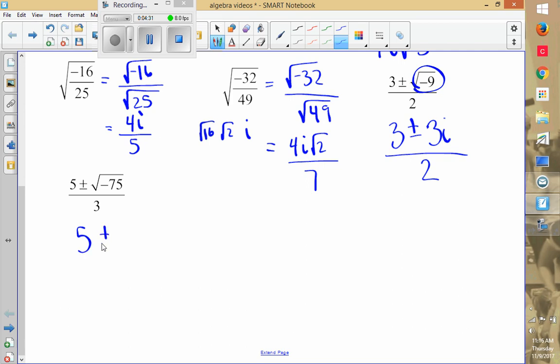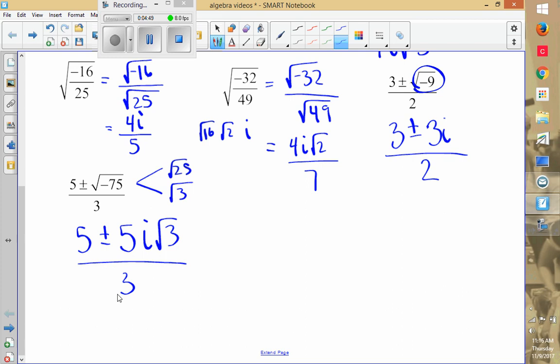And one more from the quadratic formula. 25 is a perfect square that goes into 75, 25 times 3. So you are going to get 5 square roots of 3, and it's negative, so I add in that i.